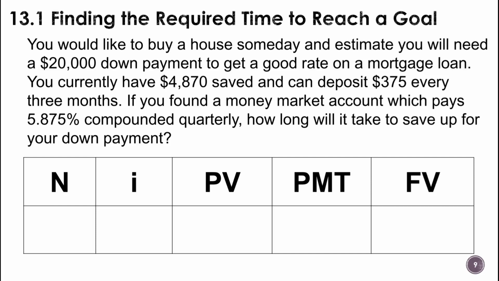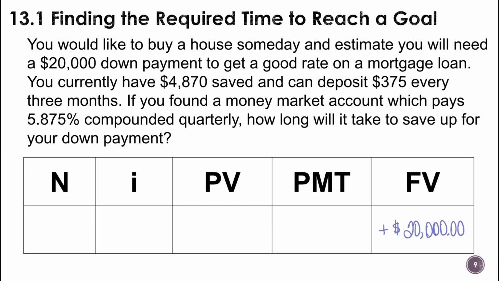We're continuing with 13.1, and this was the section called Sinking Funds. You would like to buy a house someday and estimate you will need a $20,000 down payment to get a good rate on a mortgage loan. And so the down payment's what you're trying to accumulate, and that is going to be your future value. Future value is always positive. So $20,000 for future value.